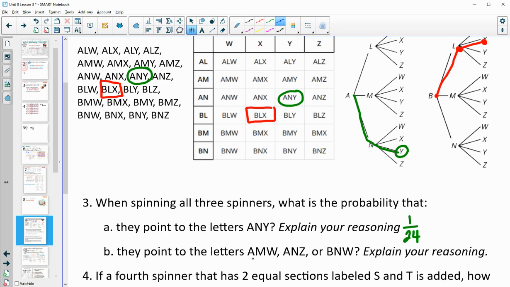How about that they point to the letters A, M, W. So here's A, M, W, A, N, Z, or B, N, W. So I'm just going to circle in Tyler's method here. But this time we see 3 options. Okay, 3 outcomes for this event. So 3 out of 24 would satisfy this. Either this one, or this one. That's 3 out of 24. So we could simplify that to a 1/8 chance.